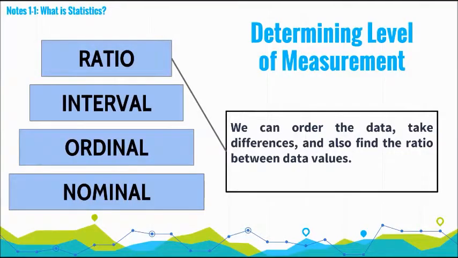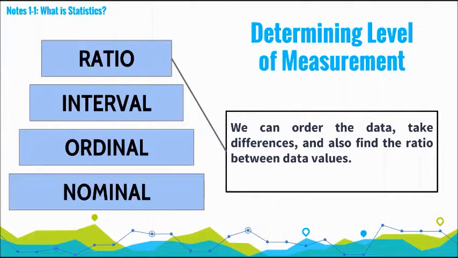And that comes to a ratio. So we can order the data, we can then take differences, but then we can also find ratios between data values. So we can use division to find a ratio between two different values on our data set, right? So we have nominal layer, we have ordinal, interval, and then ratio at the very top.